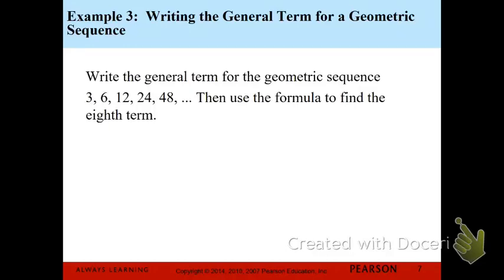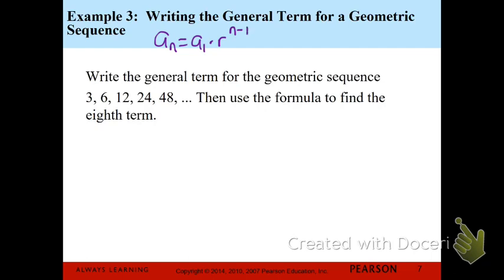Example 3 says write the general term for the geometric sequence 3, 6, 12, 24, 48, etc. Then use the formula to find the 8th term. So it's 2 steps here. The first thing is we're going to write that general term, which means write the formula to find the nth term. So that's where we're going to use a sub n equals our first term times the common ratio raised to the n minus 1.